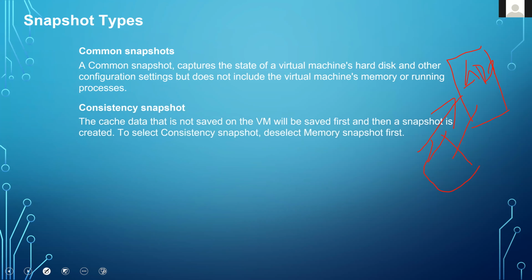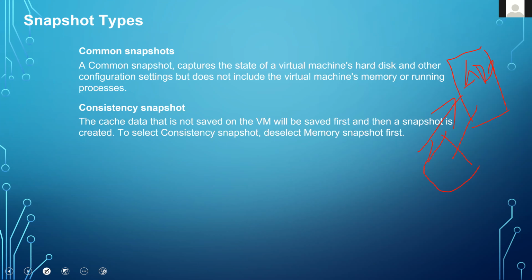The other one is the consistency snapshot. What is a consistency snapshot? Sometimes there's data in the cache and the operating system is trying to write it to the disk. So when you create a consistency snapshot, first it will save the data on the disk and then it will take a snapshot. So your data will be consistent on the disk. This is called a consistency snapshot.